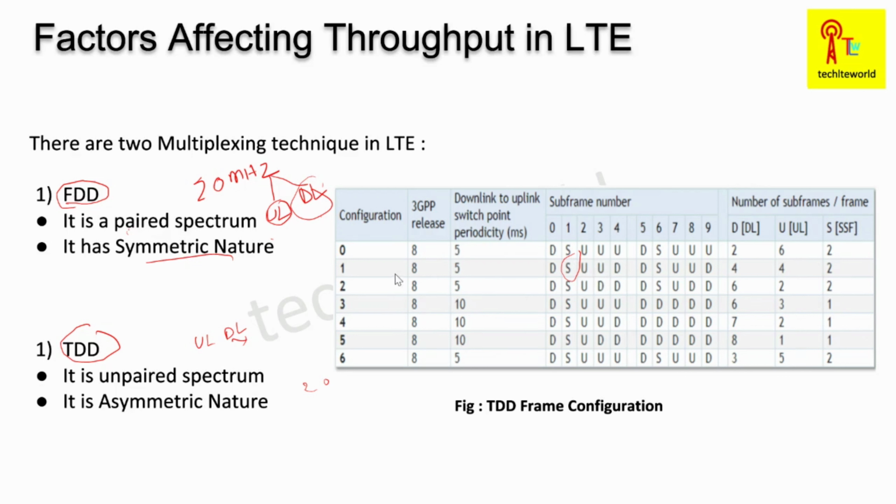You can see the different configurations out there, and each configuration consists of different downlink, special subframe, and uplink configurations. For example, if you see TDD frame configuration 2, the number of downlink subframes here is 6, the number of UL is 2, and the number of special subframes is 2. So these factors can affect the throughput in LTE as well.